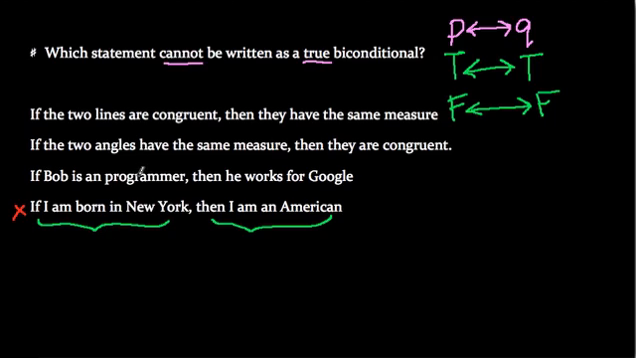If Bob is a programmer, then he works for Google. Well, that could be true, but imagine, if you work for Google, does that guarantee you're a programmer? And reverse, if you are a programmer, does it guarantee that you work at this company? Absolutely not. So we have two left, and the first one here seems tempting. If two lines are congruent, then they have the same measure.